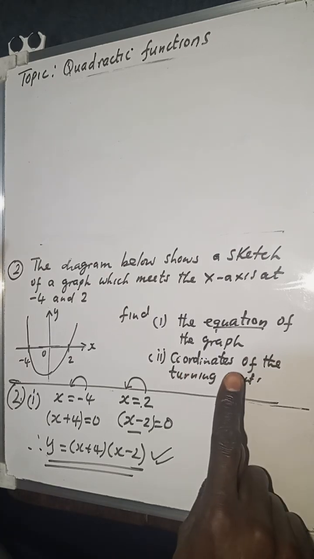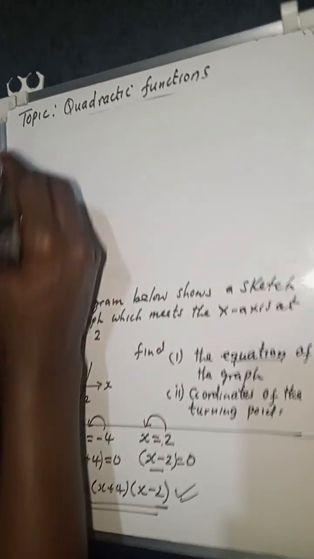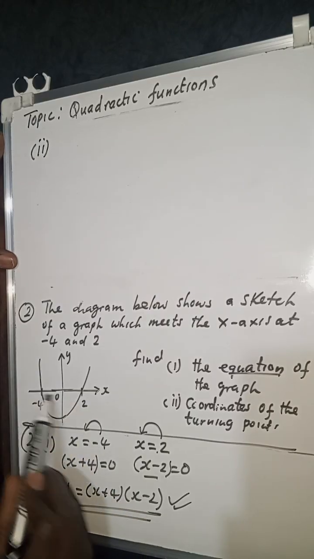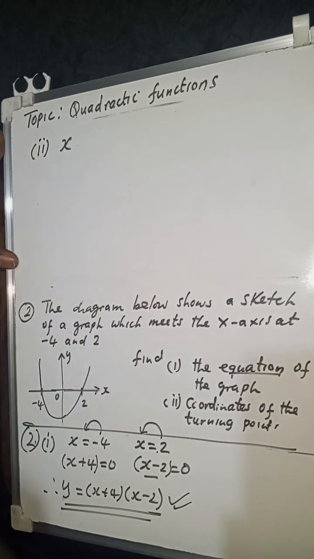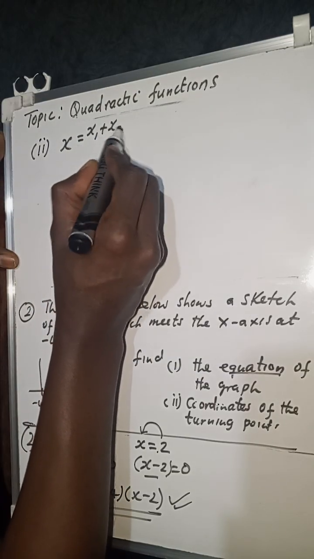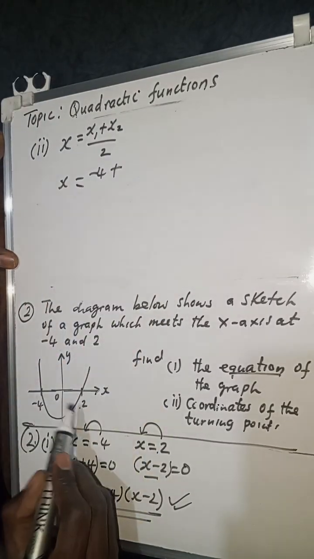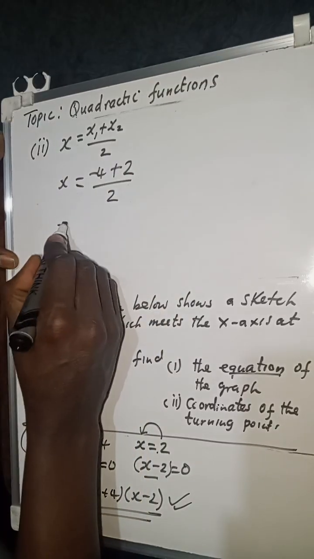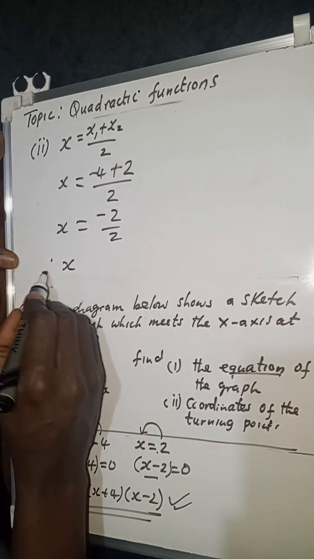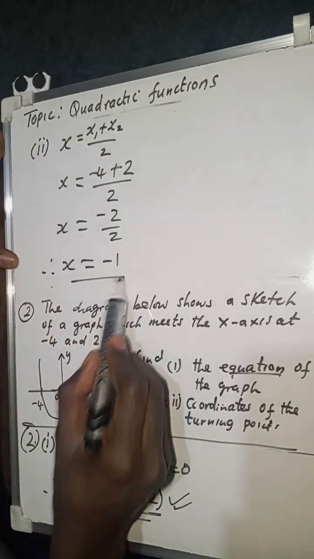Then it says the coordinates of the turning point. Remember what I told you, the coordinates of the turning point? Let's do it from the top. You know the values where it's cutting, so you can find the x coordinate of the turning point by adding the 2 x values and dividing by 2. So you have -4 plus 2, then you divide by 2. So x will be -4 plus 2 is -2, divided by 2. So therefore x is equal to -1. So where this curve is turning, x is equal to -1.